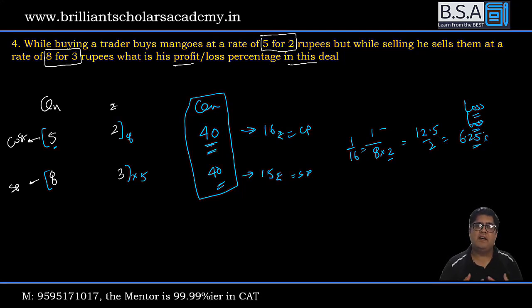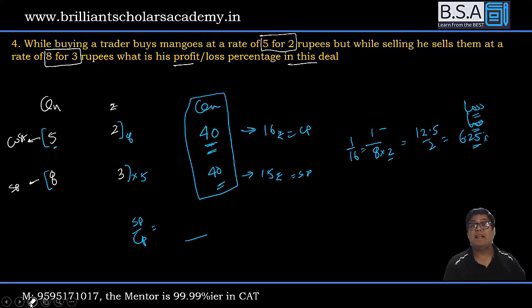Now, is there a better way to solve? Yes. You could have found SP upon CP. See, 5 are purchased for 2. So can I say 2 upon 5 is the cost price of a single mango? Mistake.